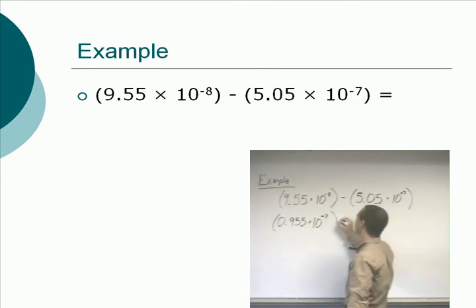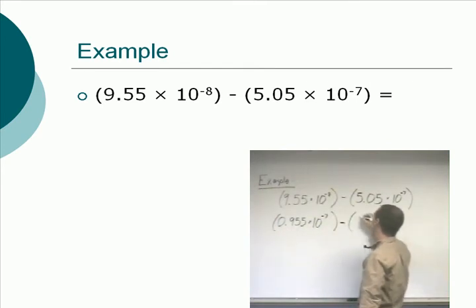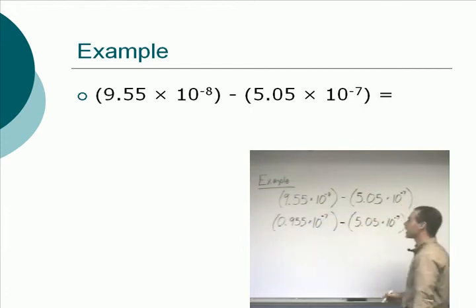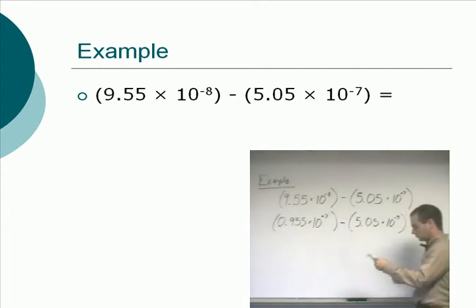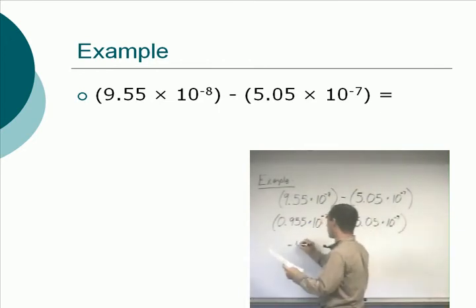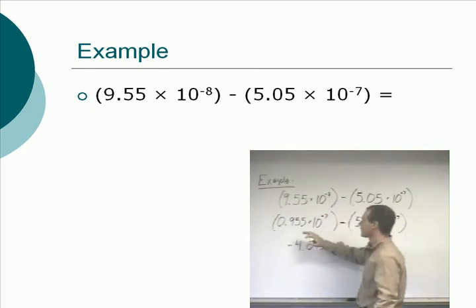0.955 times 10 to the negative 7th minus 5.05 times 10 to the negative 7th. Our powers of 10 now match. We can perform that subtraction. 0.955 minus 5.05 should get negative 4.095.